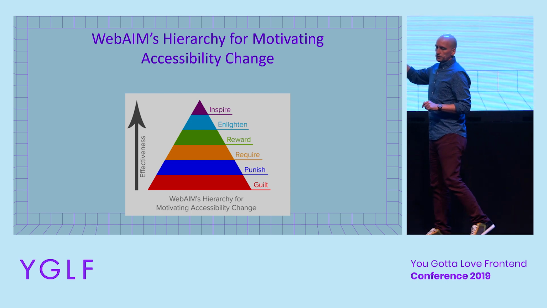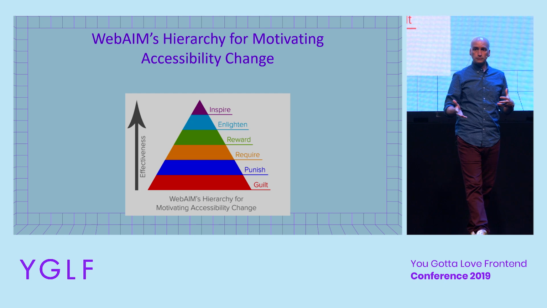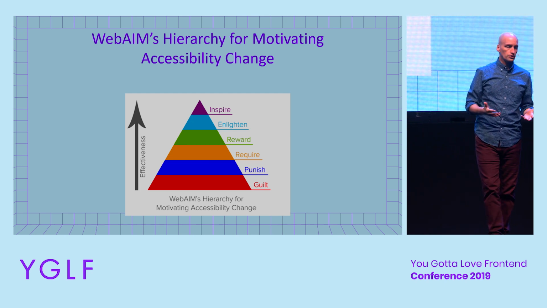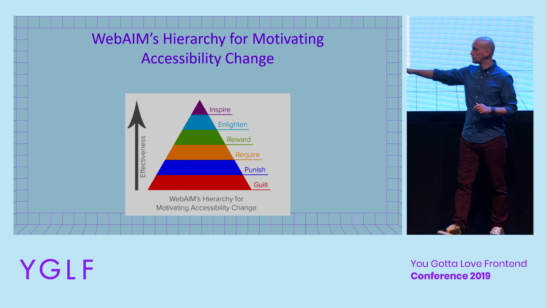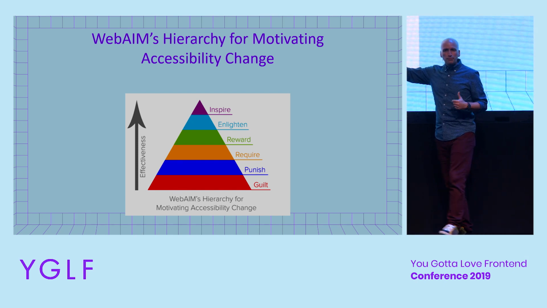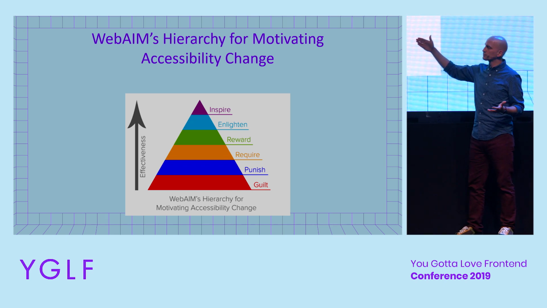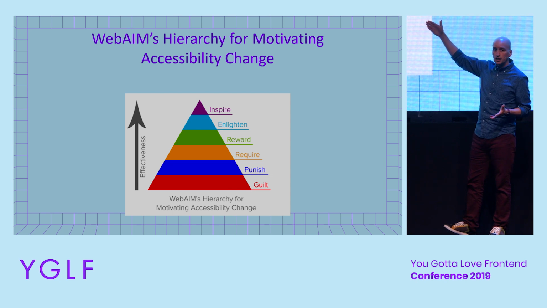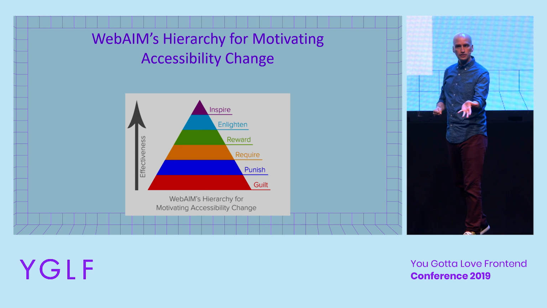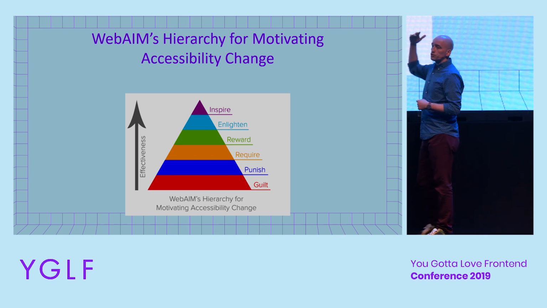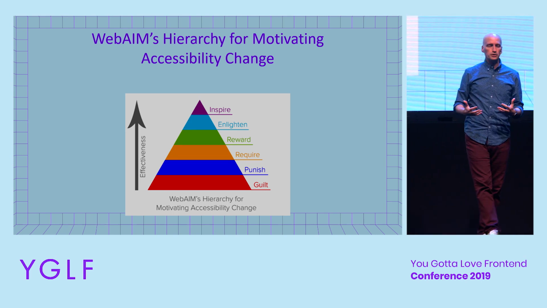Web Accessibility in Mind is a not-for-profit that focuses on accessibility and providing resources and training and material and articles and tutorials. And they have this hierarchy for motivating accessibility change. Guilting people is the bottom. It's like the worst thing you can do. And then you punish them because they didn't put alt text on an image, make it a requirement of the job, part of a checklist. You reward them. Hey, here's a Starbucks gift card because you did your job. They want to enlighten them and eventually inspire them. It's difficult to inspire people, I've found.